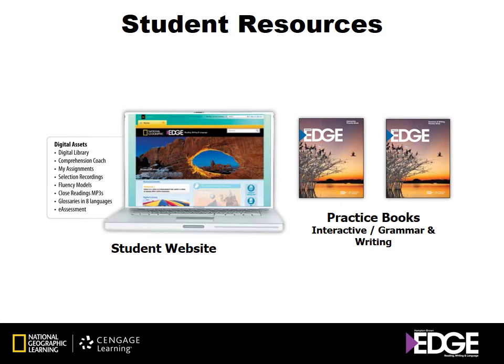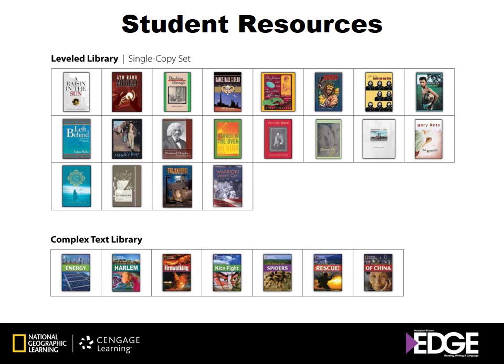The student website, MyNG Connect, includes various features such as selection recordings, the National Geographic Digital Library, and additional online resources. Students also have access to 2 different libraries for each level. The Level Library, which consists of 3 books per unit at 3 different reading levels, and the Complex Text Library, which is 1 book per unit, and this book is on high school reading level.